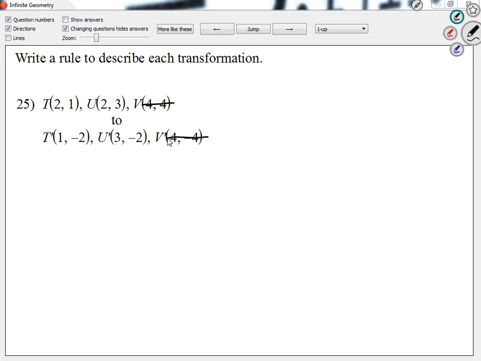It looks like (x, y) is going to become (y, -x). And it seems like that's what's happening. Which rule is that one? 90 degrees clockwise.